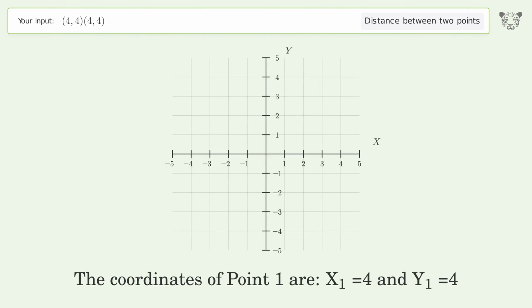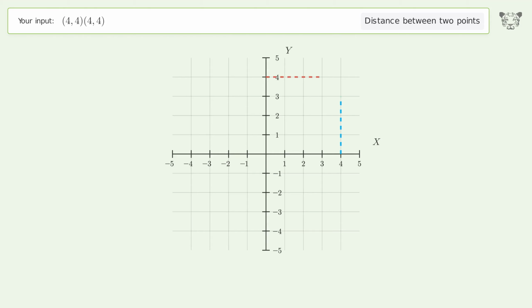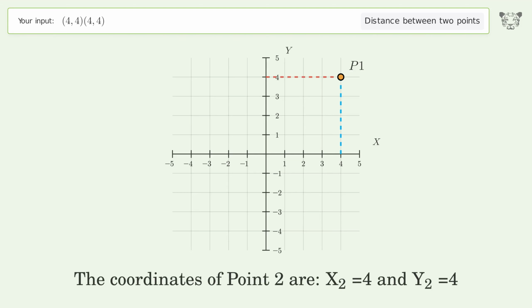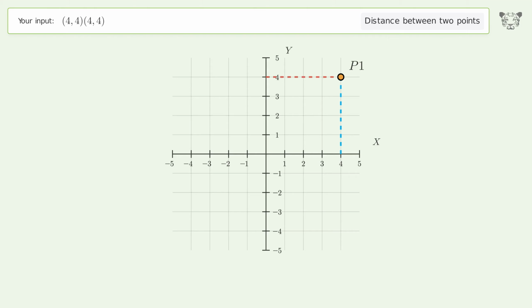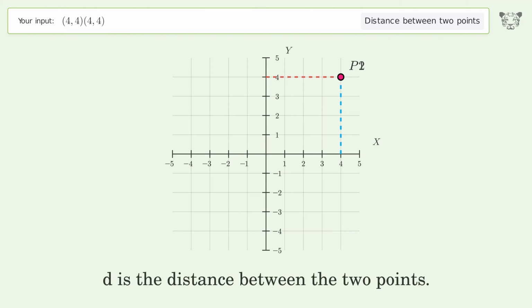The coordinates of point 1 are x1 equals 4 and y1 equals 4. The coordinates of point 2 are x2 equals 4 and y2 equals 4. D is the distance between the 2 points.